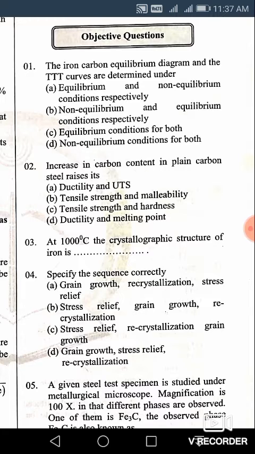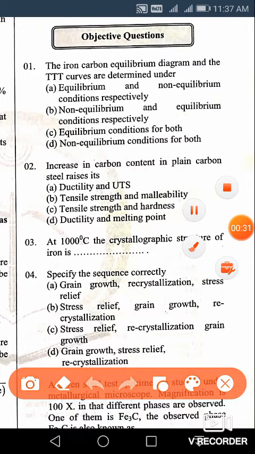First question: the iron carbon diagram and TTT curves are determined under. The first option is equilibrium conditions and the second is non-equilibrium conditions. So your answer is A. Next, increase in carbon content in plain carbon steel raises its tensile strength and hardness. The increase of carbon percentage has the effect of increasing the tensile strength and also the hardness. So your answer is C.